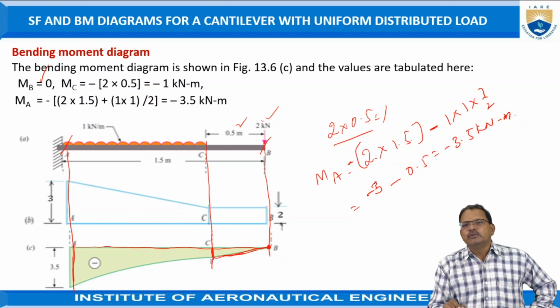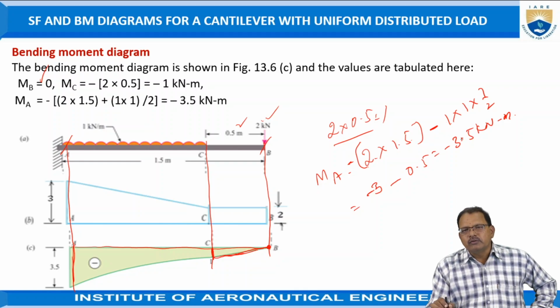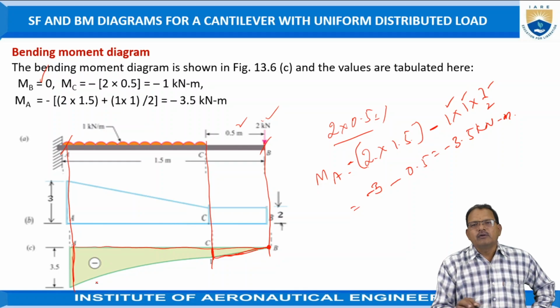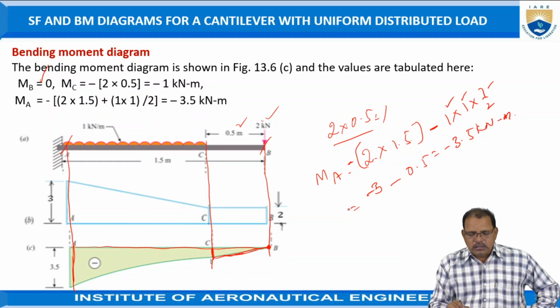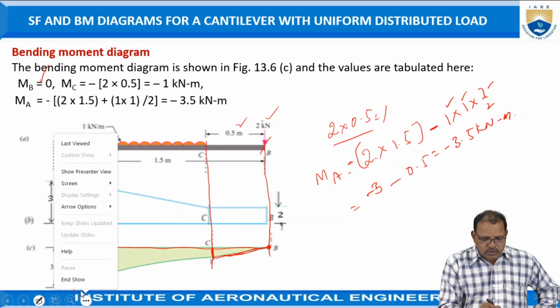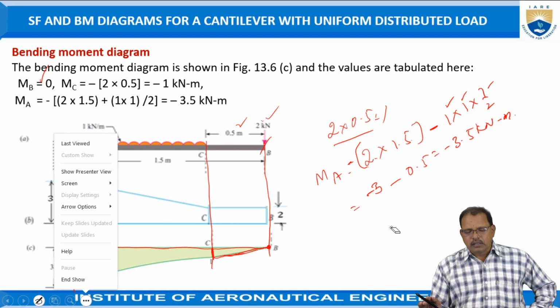Since a uniformly distributed load is there now, the bending moment is proportional to the square of the distance, because we are taking W into X by 2. Here W into X by 2. That depends upon the square of the distance. Hence it follows a parabola, or this curve is known as the parabolic curve. Hence you join these two points, that is A and C, by using a parabolic curve.